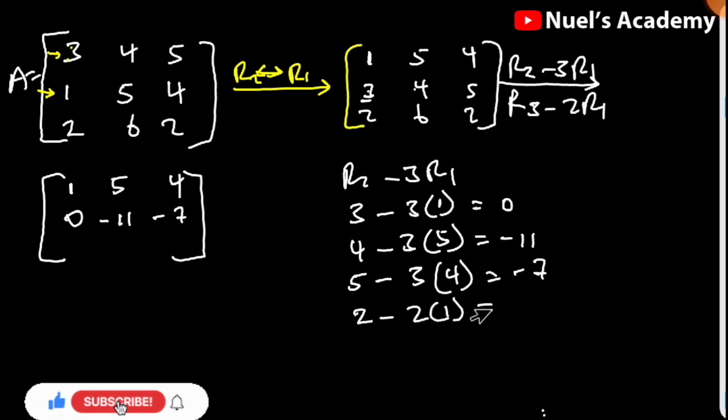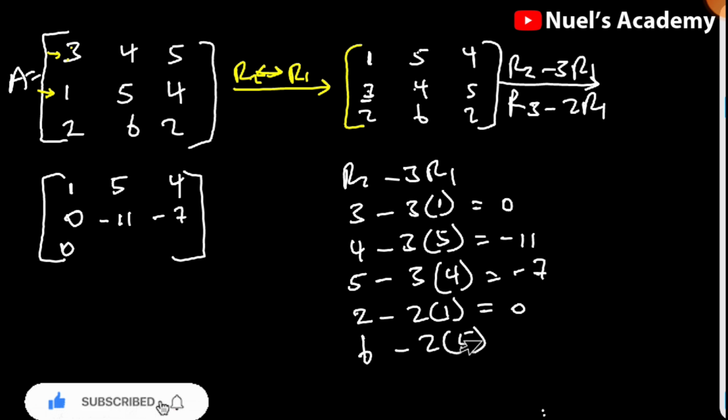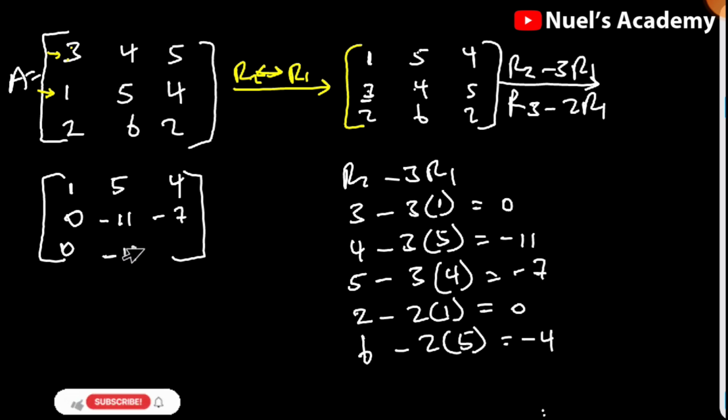Then 2 minus 2 is 0. Then we write 0 here. Then for this 6, the second entry there, we have 6 minus 2 times the corresponding element in that column, which is 5. So 6 minus 10 is equal to -4. Then we write -4 here.